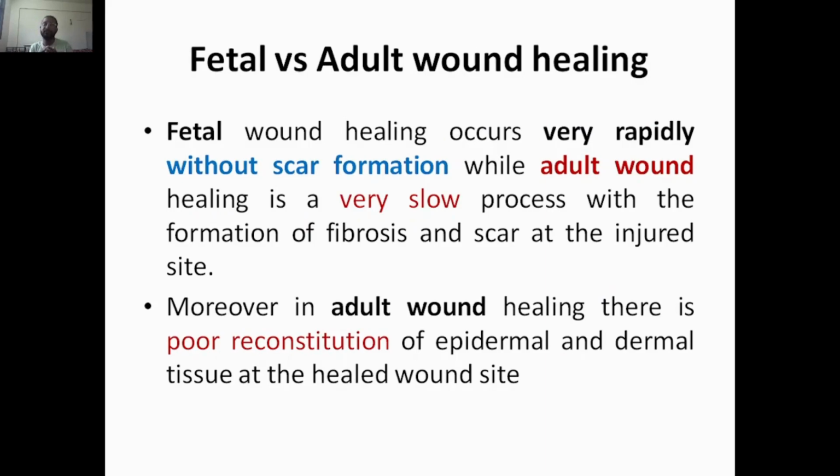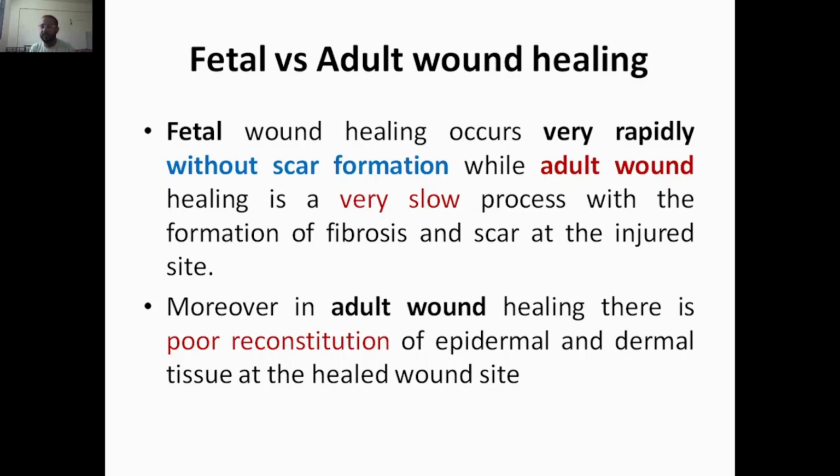Under this third topic we have fetal versus adult wound healing. Fetal wound healing occurs very rapidly without scar formation, while adult wound healing is a very slow process with the formation of fibrosis and scar at the injured site. Definitely in adult wound healing we can see a lot of scar formation, whereas in fetal wound healing we cannot, because it happens very rapidly. Adult wound healing takes a long time because the wound is a little bit bigger, or it requires a lot of reconstruction of the tissues, and the reconstruction is slow, whereas in fetal wound healing the reconstruction will be faster.